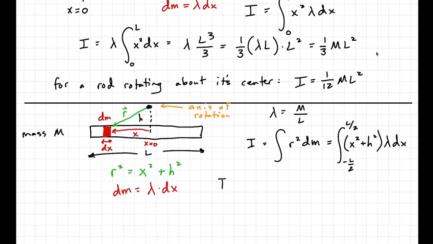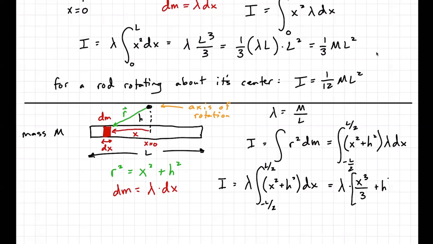And let me reorganize this a little bit. So I'm going to pull out lambda, x squared plus h squared dx from negative L over 2 to L over 2. And I can do this integral. So lambda times x cubed over 3 plus h squared x evaluated at the bounds minus L over 2 to L over 2. And now we've got to plug stuff in. It looks kind of ugly at this point. It'll end up looking a little bit nicer when we get to the end. So let's plug some stuff in.